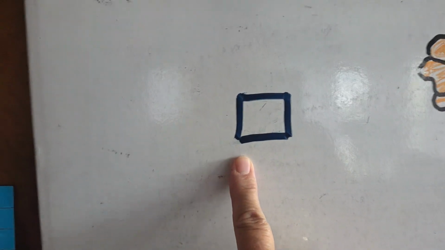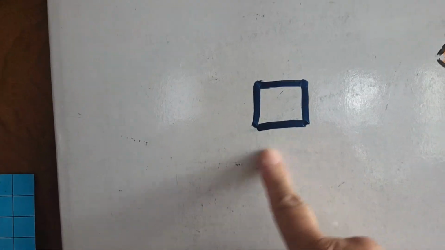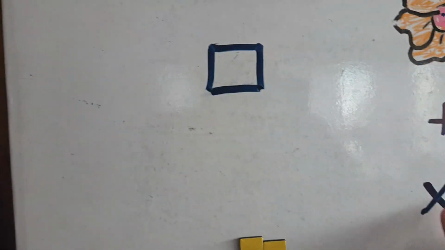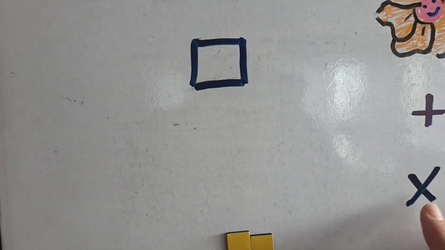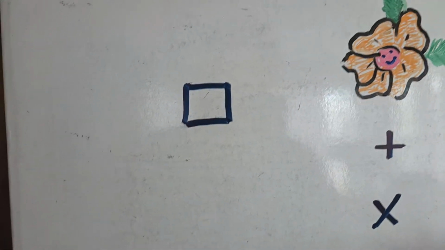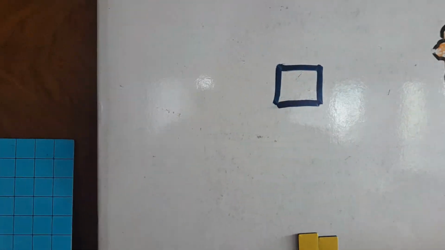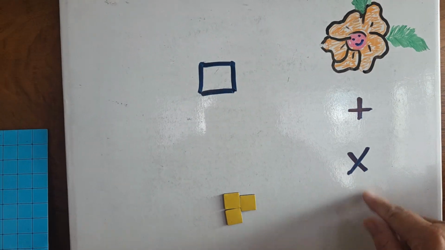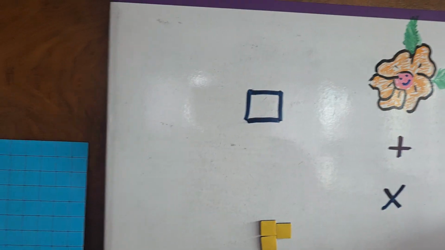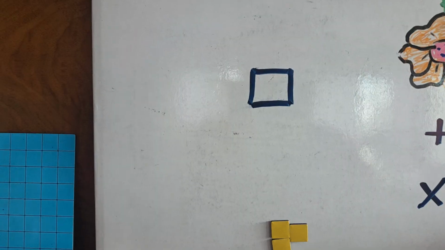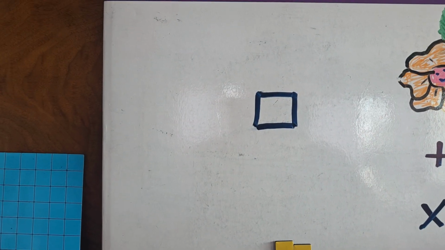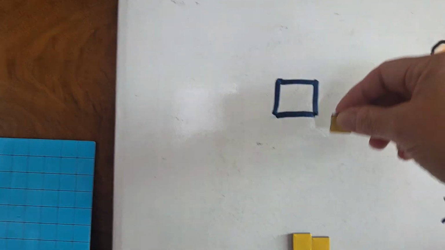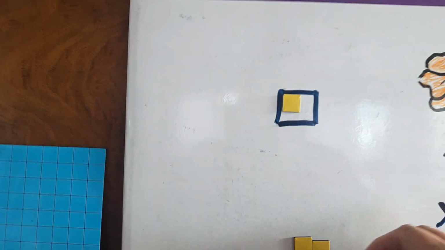And then I have a box up here. I want to talk about this box, and we're going to talk about area and perimeter, because addition and multiplication both have to do with that box and area and perimeter. The first thing I want to do is fill that box.